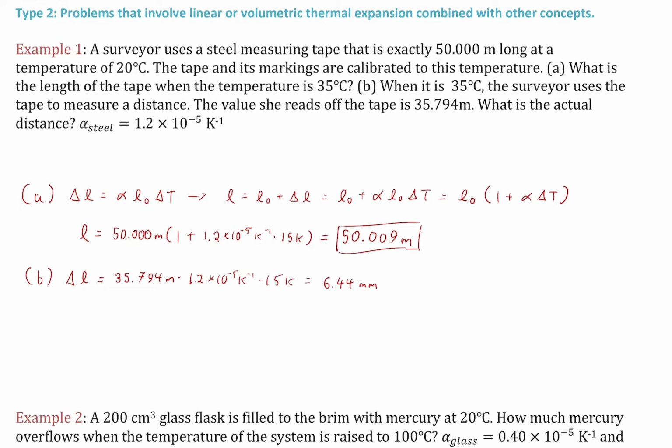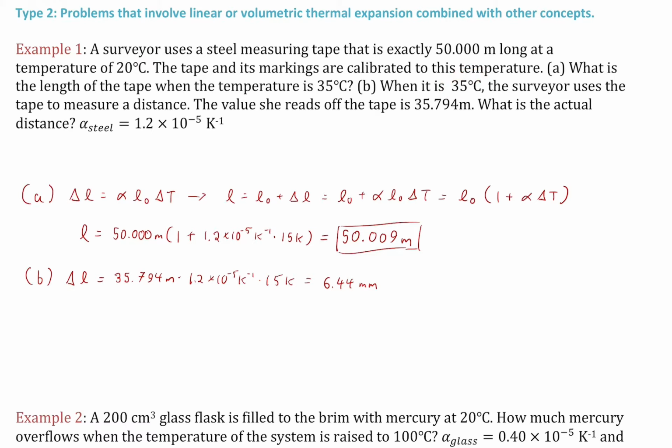Now we could also come up with a percent increase, but instead we have an absolute increase here in meters or millimeters. Okay, so in part B, when it is 35 degrees, the surveyor uses the tape to measure a distance. The value she reads off the tape is 35.794 meters. What is the actual distance? Okay, so this is accounting for the fact that we're using this measuring tape at its non-calibrated operating temperature.